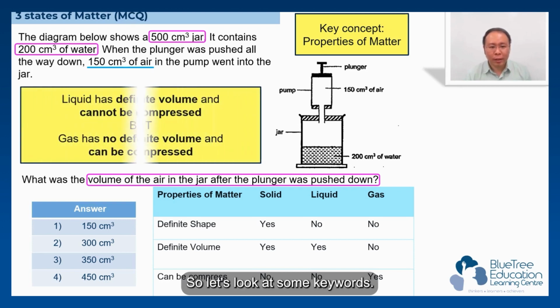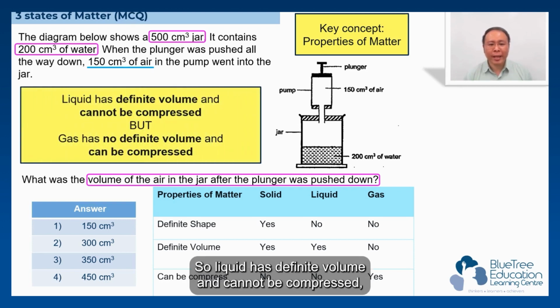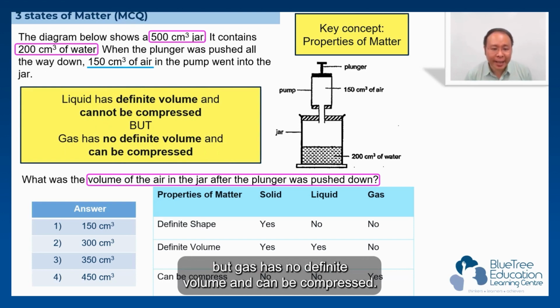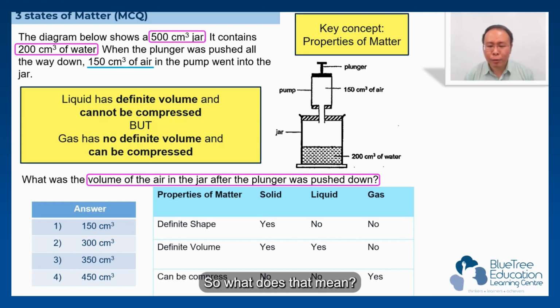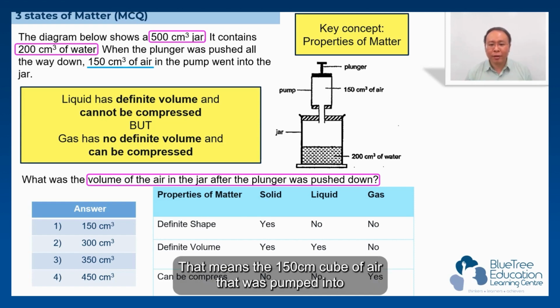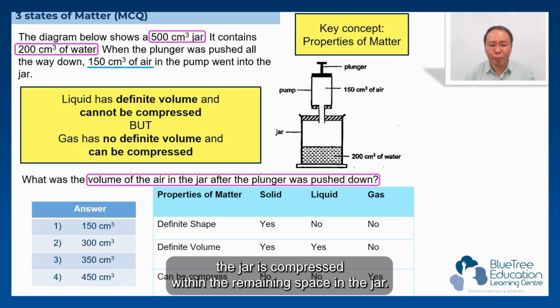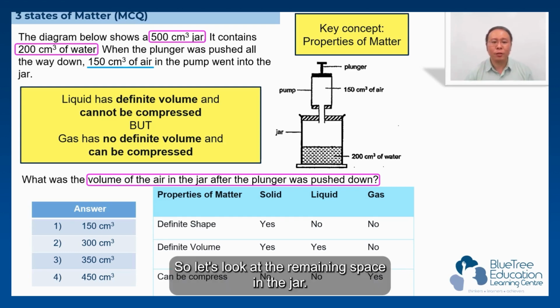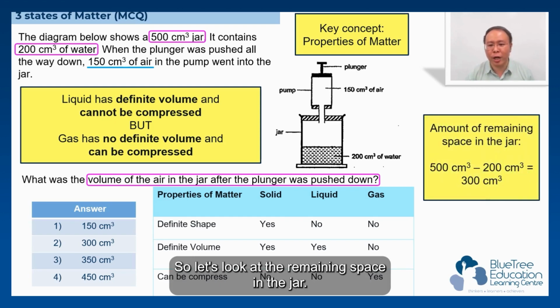Alright, so let's look at some keywords. So liquid has definite volume and cannot be compressed, but gas has no definite volume and can be compressed. So what does that mean? That means the 150 cm cube of air that was pumped into the jar is compressed within the remaining space in the jar. So let's look at the remaining space in the jar.